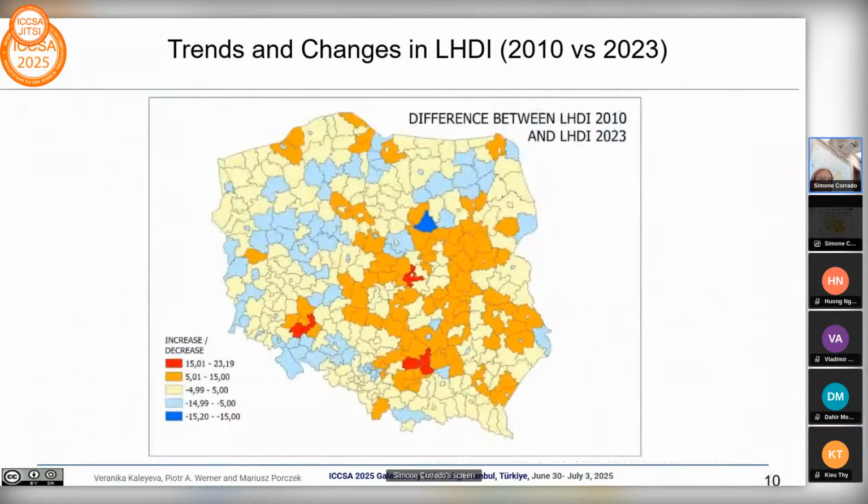For the next step, we calculated the absolute simple difference between the parameters in the two years, 2010 and 2023. And it looks as follows. On this map, in many cases, we can observe characteristic bagels around the metropolitan cities, illustrating the increase of the index in the cities' outskirts. We link this with the continuing suburbanization in Polish conditions, which is progressing year by year.